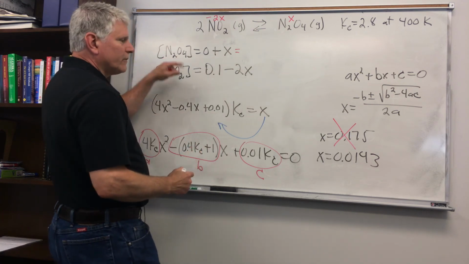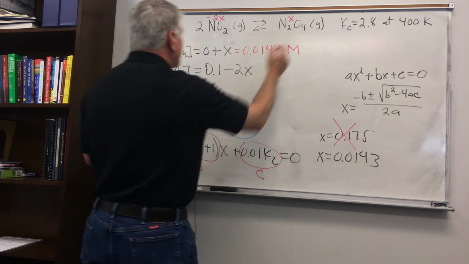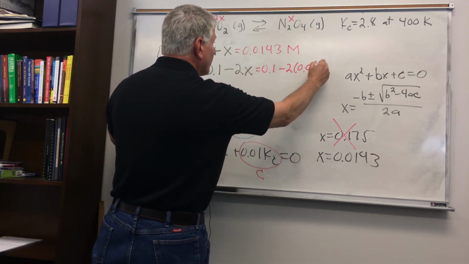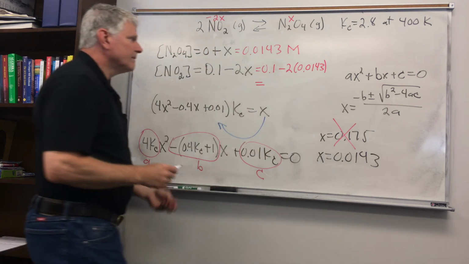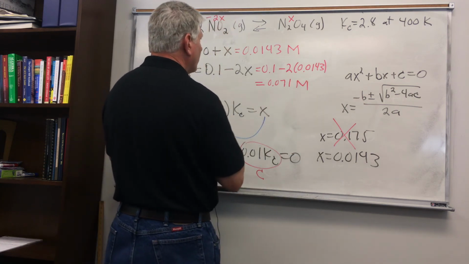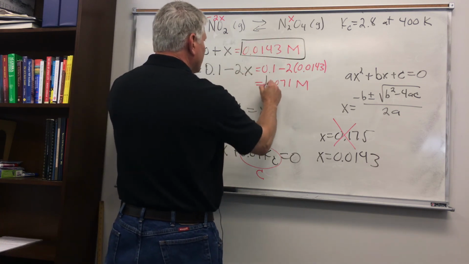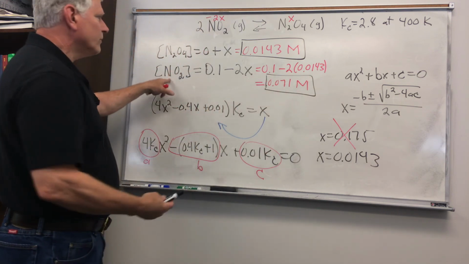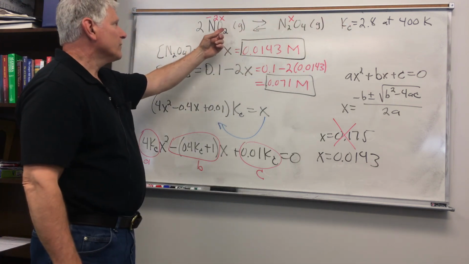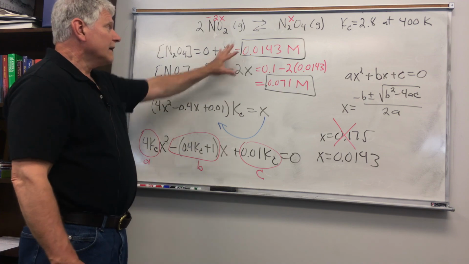So the N2O4 concentration is equal to 0 plus x, or 0.0143 molar. And then the NO2 concentration is 0.1 minus 2 times 0.0143, and so that's equal to 0.071 molar. So these are our two concentrations, this one for N2O4 and this one for NO2. So that's how we can use just the equilibrium constant and the starting amount of each substance in the reaction to find the equilibrium concentrations.